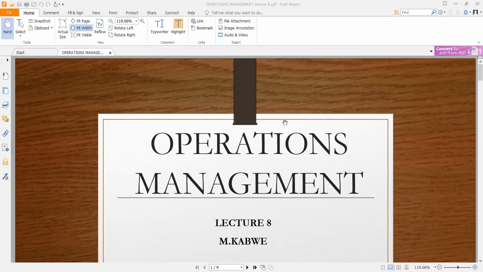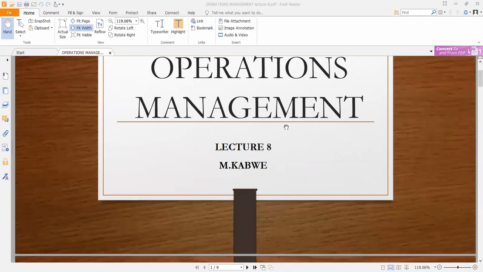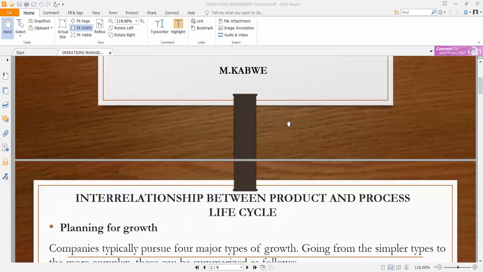Welcome to yet another lecture in operations management. Up to this point, we've been able to look at a number of topics, and I hope you are able to relate how they apply to what we are talking about. In today's lecture, we will further look at the interrelationship between product and the process life cycle.